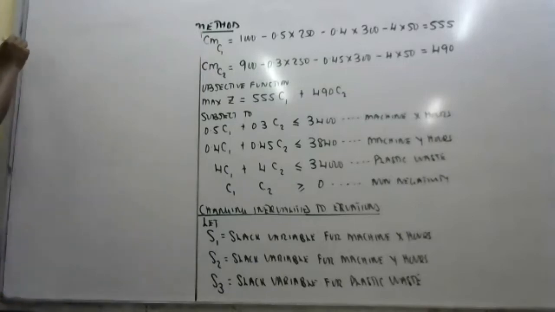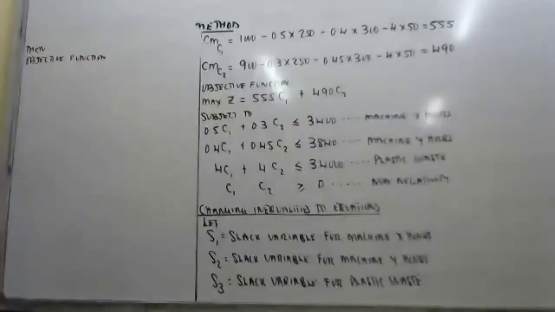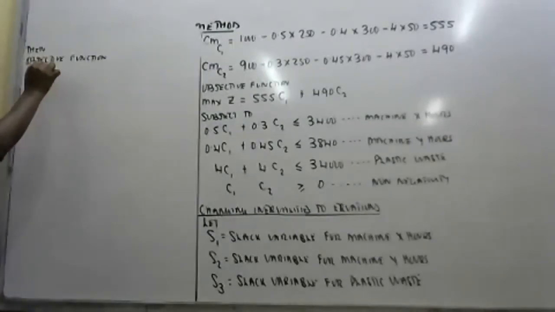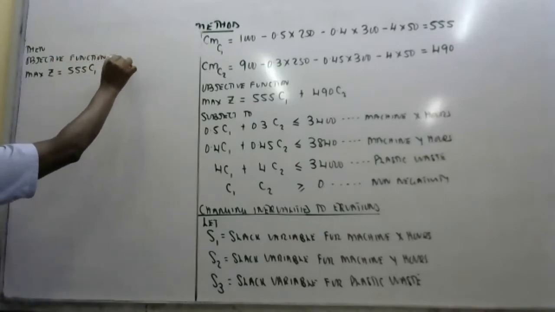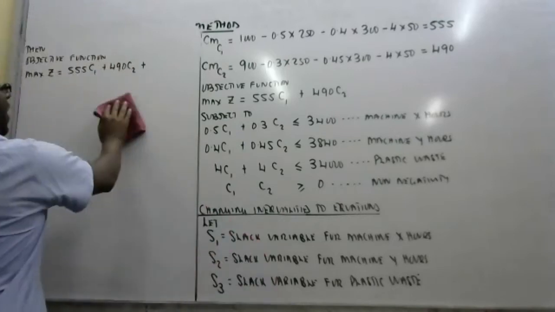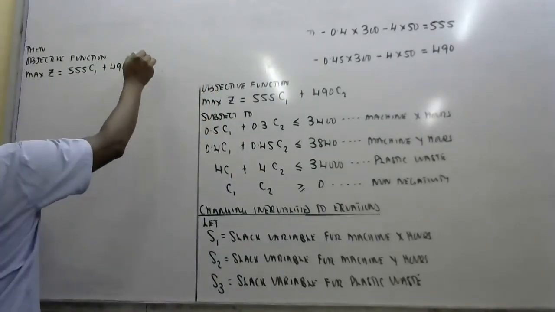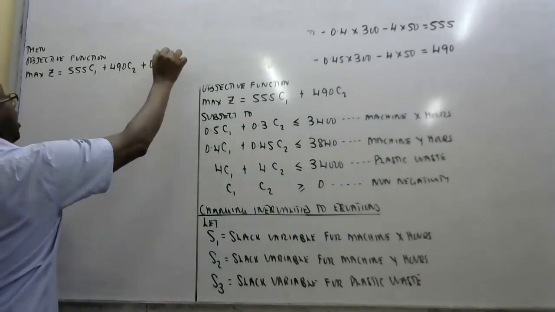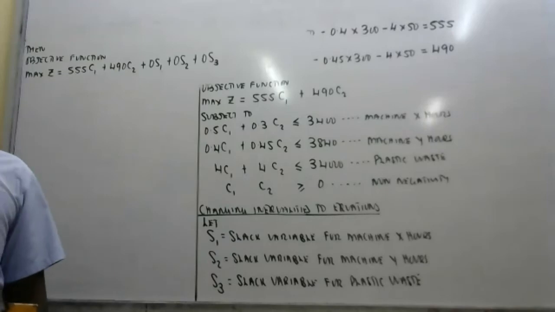Then objective function. It is to maximize Z, which is equal to 555 C1 plus 490 C2. Now I told you these S's come into the objective function, but with zero values. So we are going to say plus 0 S1 plus 0 S2 plus 0 S3. So they come in, but with zero values.